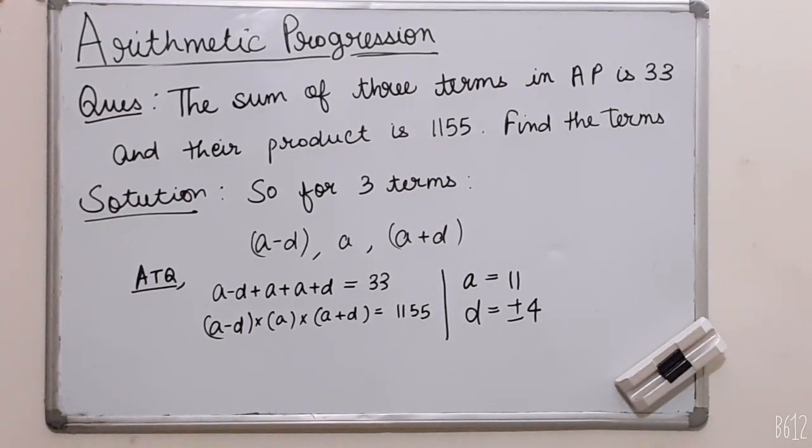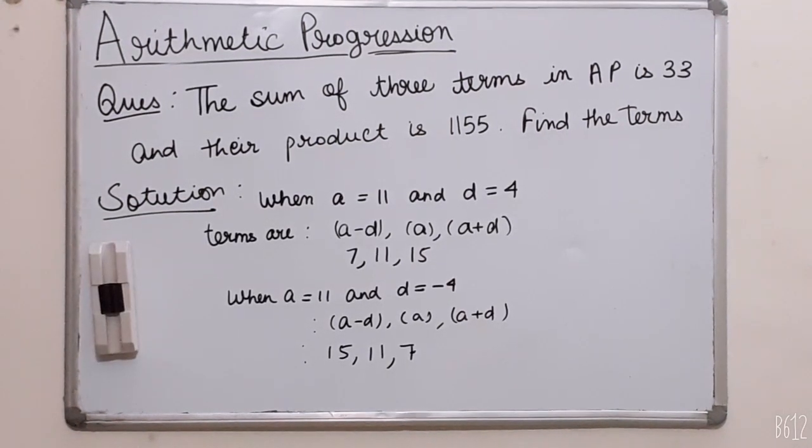Mind it, we will not solve these equations simultaneously, but we will solve the first equation to find the value of a and the second equation to find the value of d by putting the value of a in the second equation. So we will put the value of d and a in the assumed AP. When d is positive, we will get the AP as 7, 11 and 15, and when d is negative, we will get 15, 11 and 7.